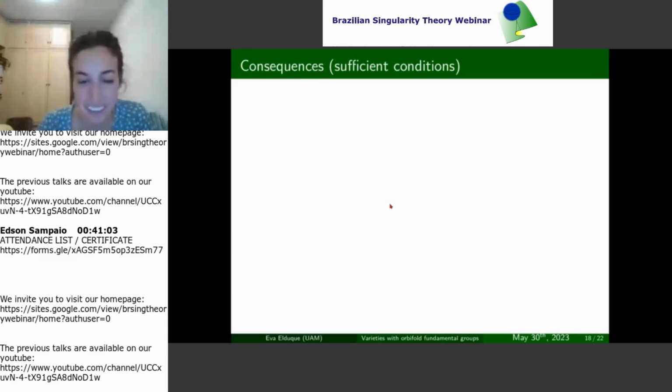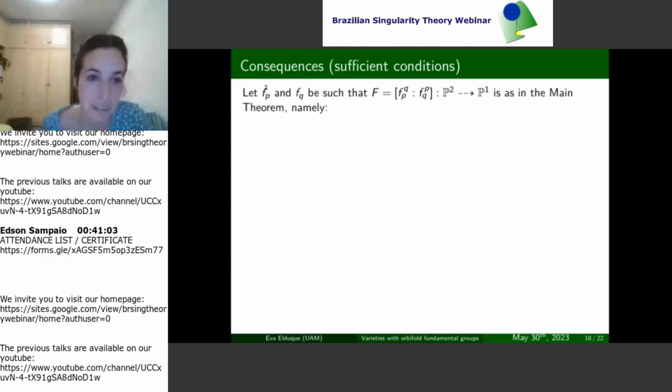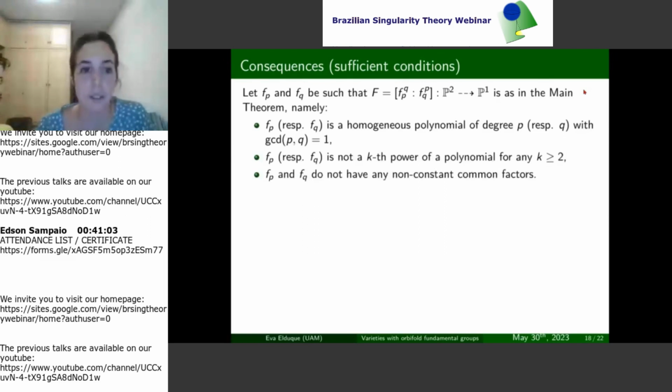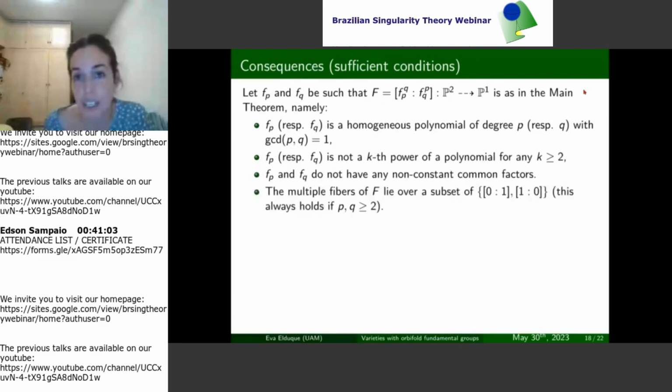So, sufficient conditions. If you have FP and FQ defining a pencil from P2 to P1, satisfying the conditions in the main theorem, so FP and FQ are homogeneous polynomials of degree P and Q respectively, greatest common divisor being 1, none of them is a K-th power and they don't have common factors, then after a change of coordinates in P1, you can always assume that the multiple fibers of the pencil lie over these 2 points at most.